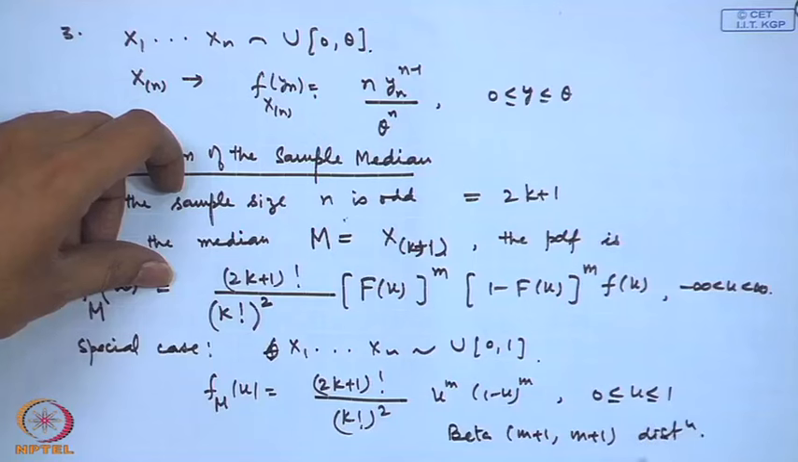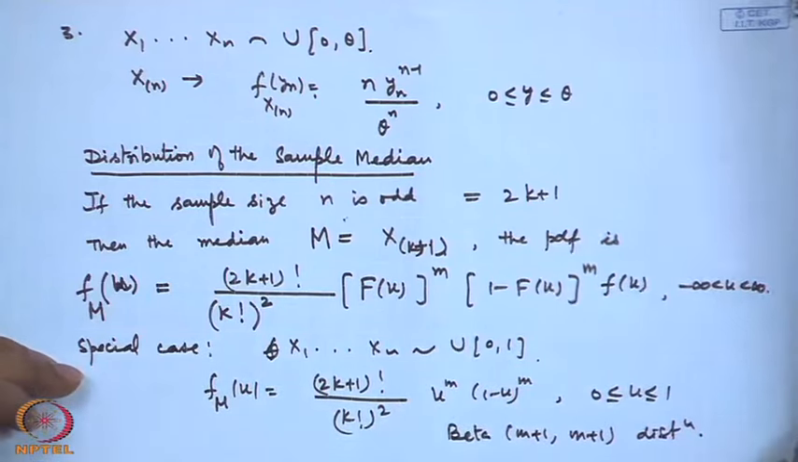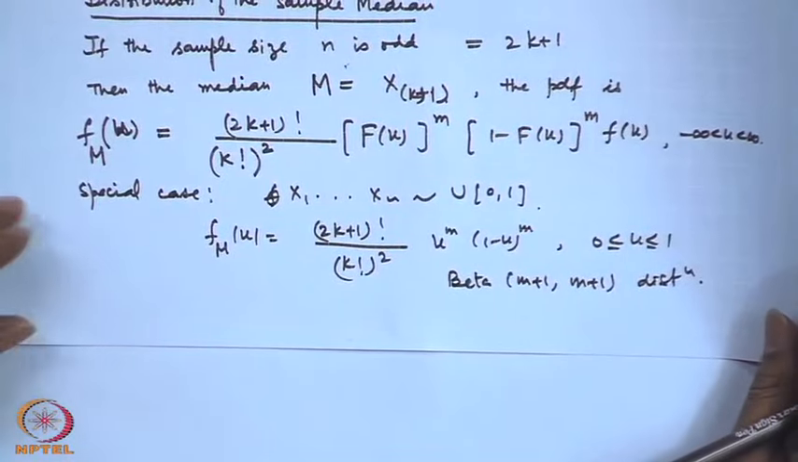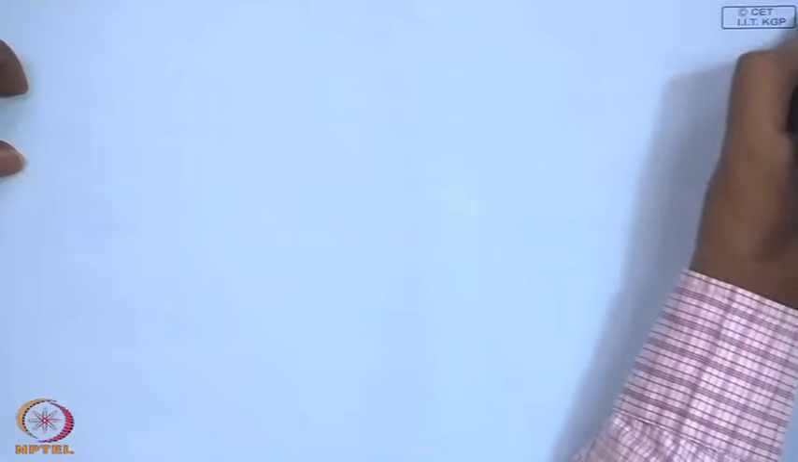So, we know the moment structure and other things for a beta distribution. For example, the mean of this will become simply half, because it is alpha by alpha plus beta, and similarly other moments of this can be obtained. Let us take the other case.